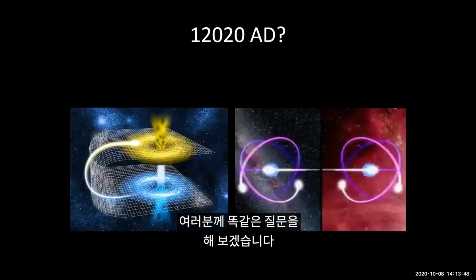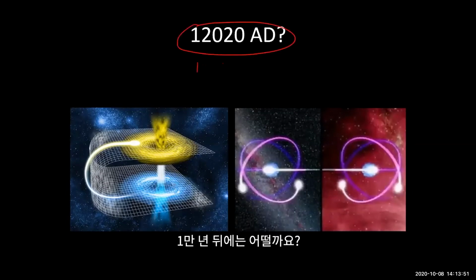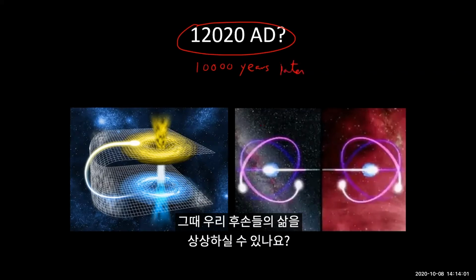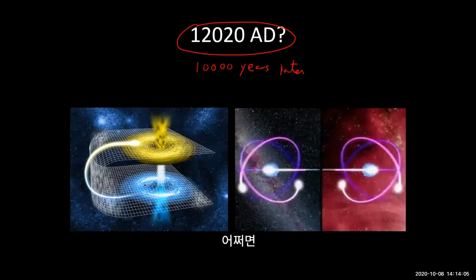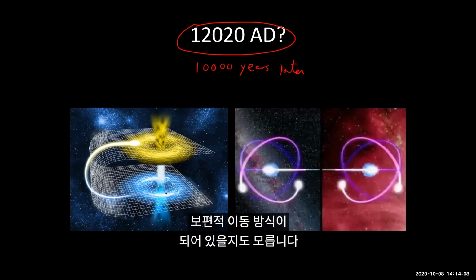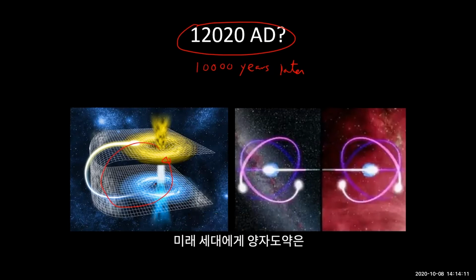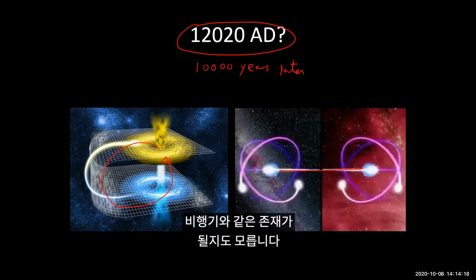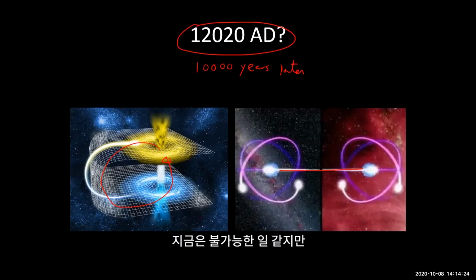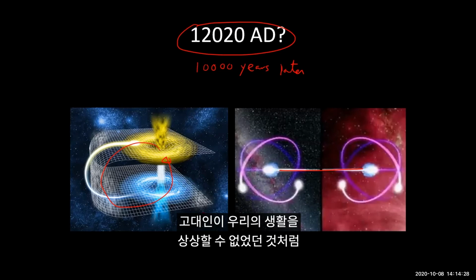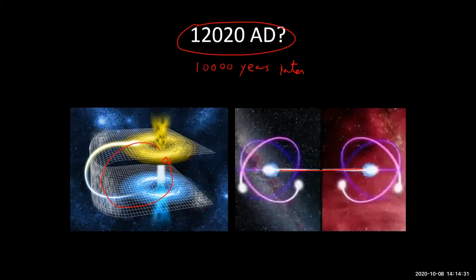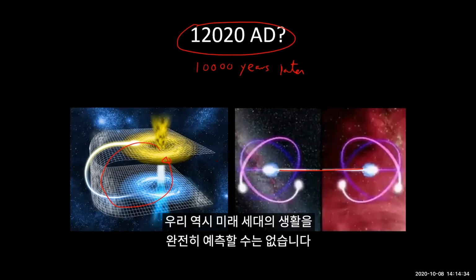So I'd like to ask you the same question. How about 10,000 years from now? Can you possibly imagine how our future generation will live? Maybe travel through a wormhole might be the standard way to travel for our future generation. Maybe a quantum leap, just like driving or flying is our standard way of travel. Maybe we think it's impossible, but just like our ancient man could not possibly imagine our lifestyle, I don't think we can fully predict how our future generation will live.